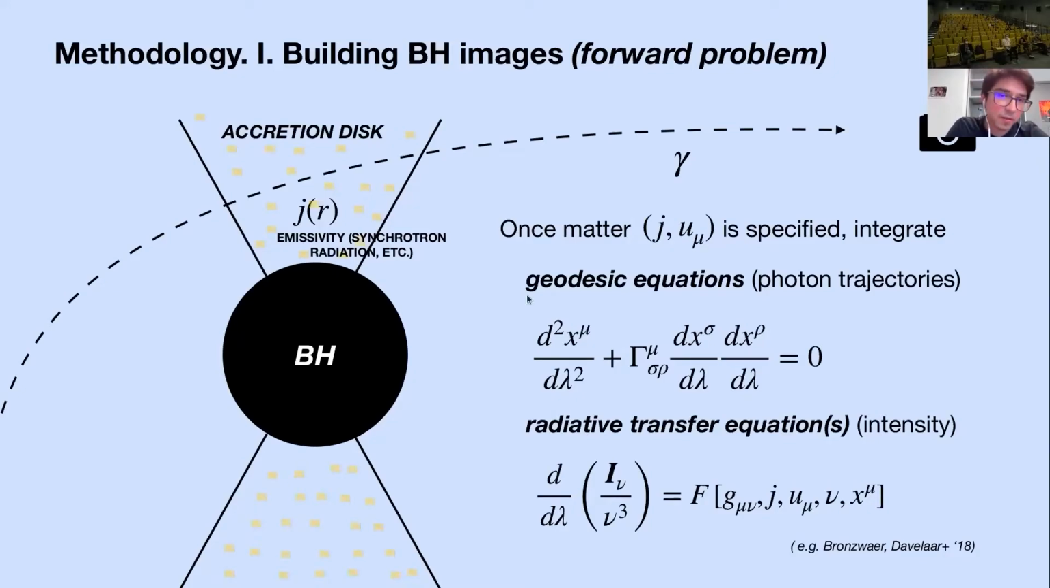The first set of equations concerns the trajectories that photons follow from the source to the observer. And the second set of equations are called the radiative transfer equations. And these essentially transport the information about the synchrotron radiation emitted by electrons in the accretion disk to what the camera measures as an intensity, integrated intensity.